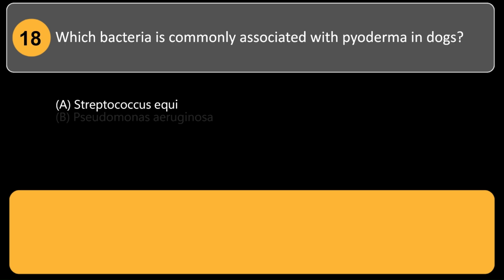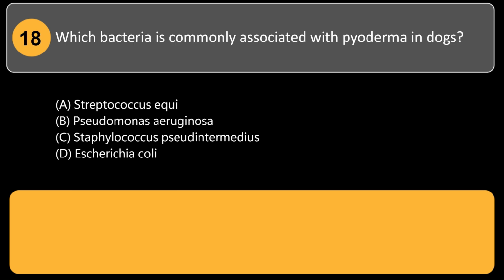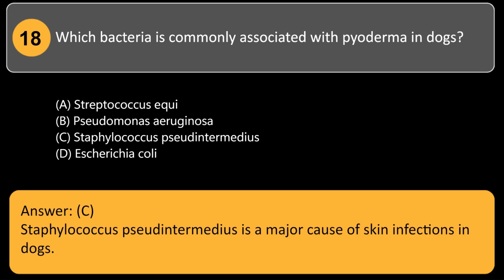Which bacteria is commonly associated with pyoderma in dogs? A. Streptococcus equi. B. Pseudomonas aeruginosa. C. Staphylococcus pseudintermedius. D. Escherichia coli. Answer, C. Staphylococcus pseudintermedius is a major cause of skin infections in dogs.